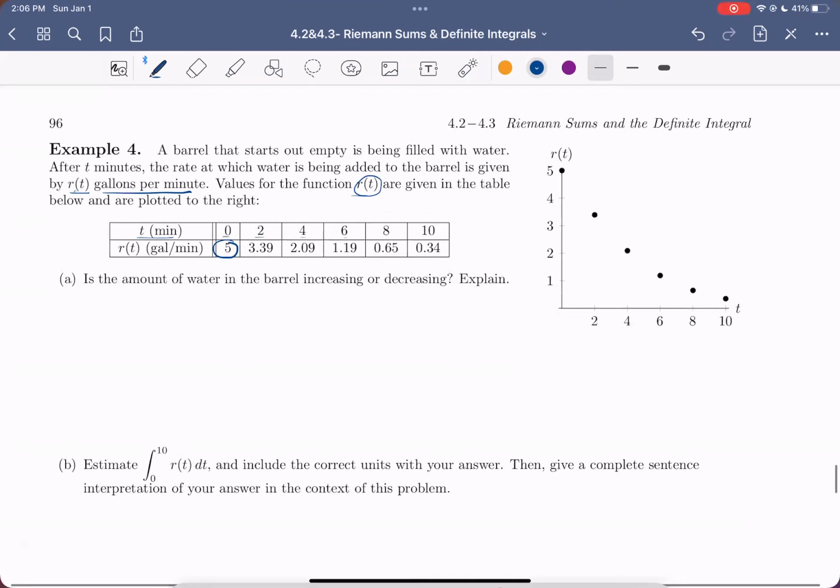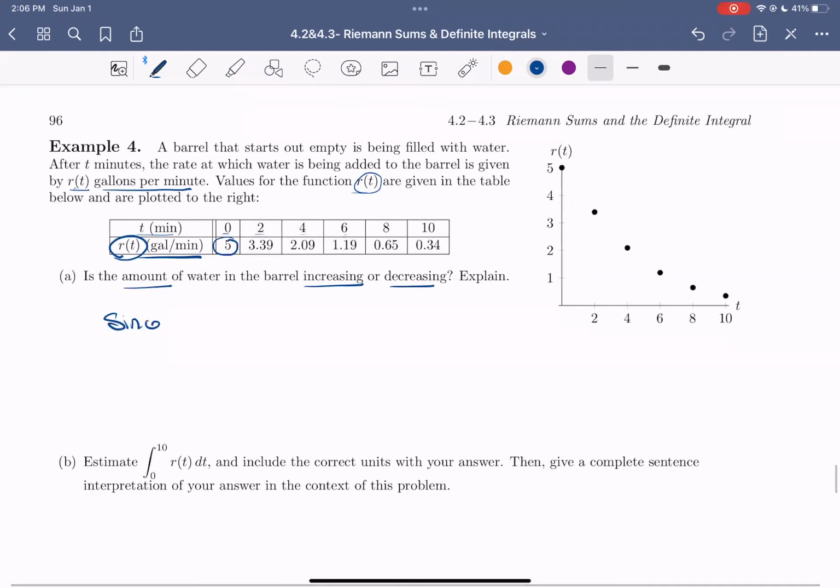Part A says, is the amount of water in the barrel increasing or decreasing? Explain. Because the rate at which water is being filled up is positive, that means the amount of water is increasing throughout. So I'm going to write that down. Since R of t is positive, meaning the change of water is positive, we get more and more water each minute.